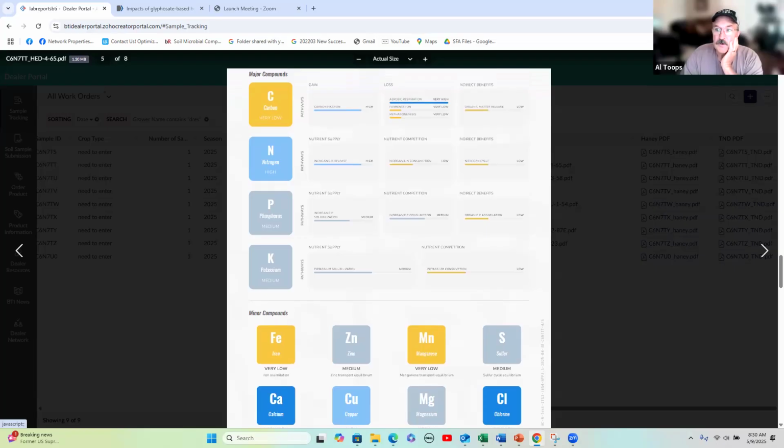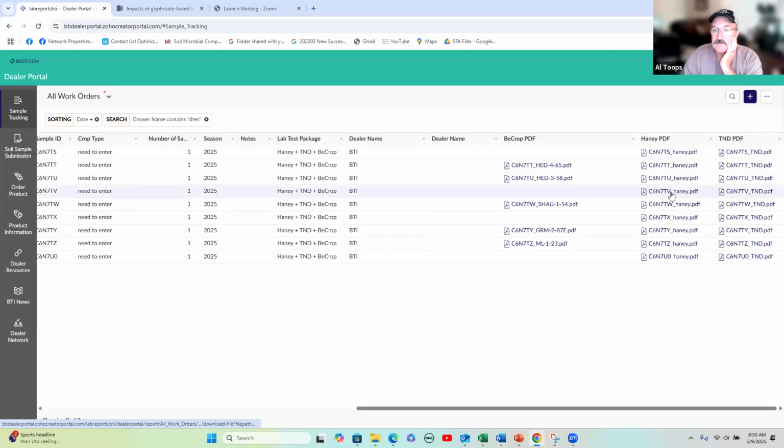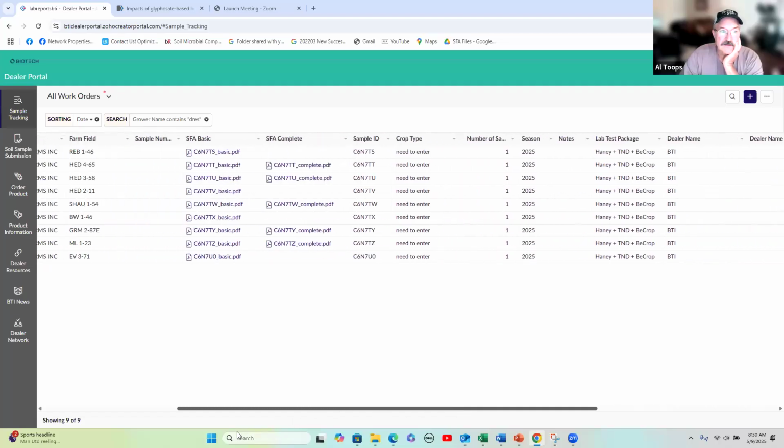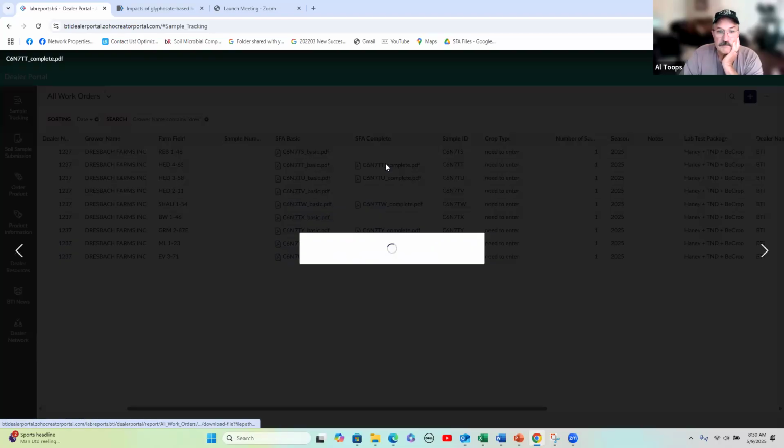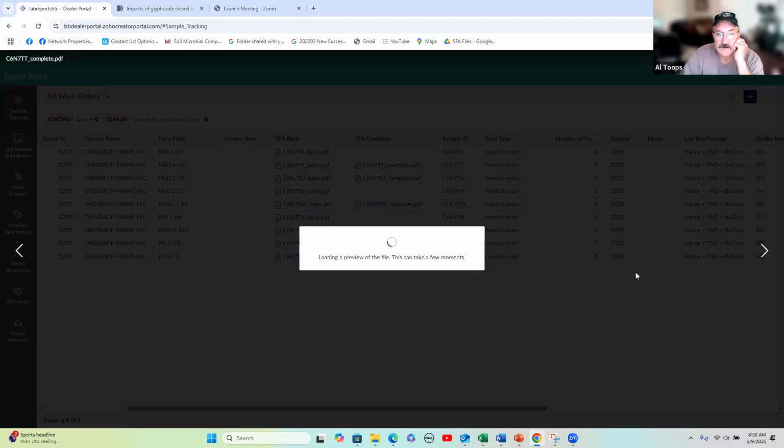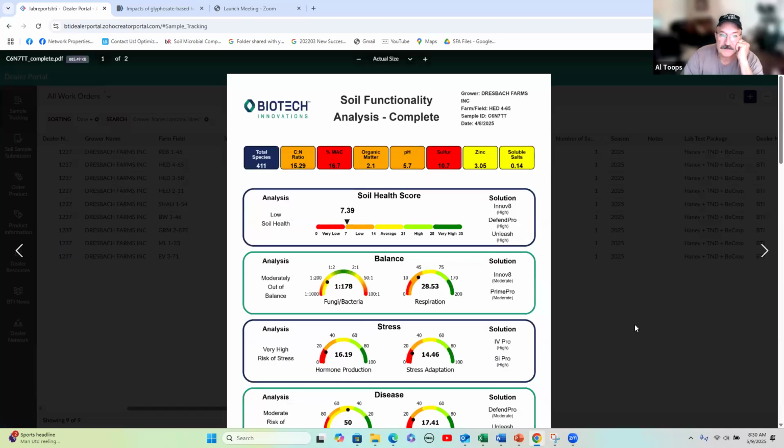So that's this report. What I've done is take all three of these and develop what I call the SFA report, this report. I developed it as a snapshot you can look at with all of these indexes. There's your carbon-nitrogen ratio. There's your microbial active carbon that comes off the Haney test. The organic matter comes off the Haney test. pH comes off the Haney test. These all come off the Haney test.